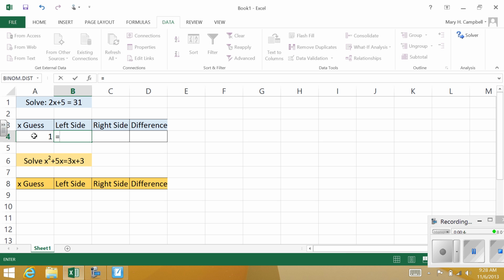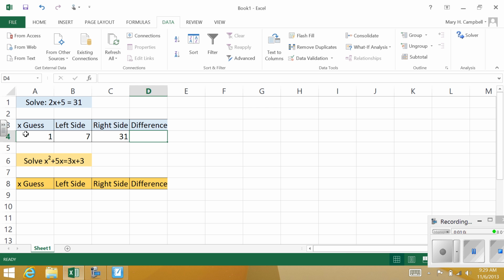It has to start with an equal sign, and then we'll have 2 times. But rather than X, what we want is to cell reference our X guess. So in this case, it's cell A4. I'll be putting it in place of X. And then the rest of the equation is plus 5. And then the right side of my equation is simply equals 31.